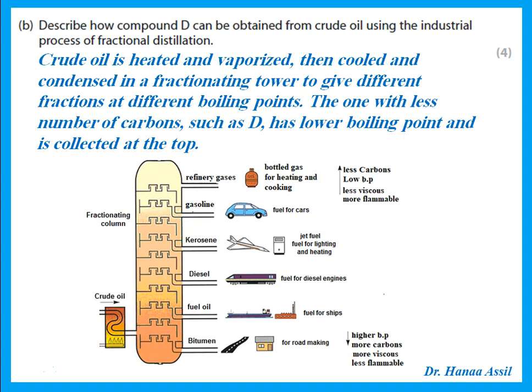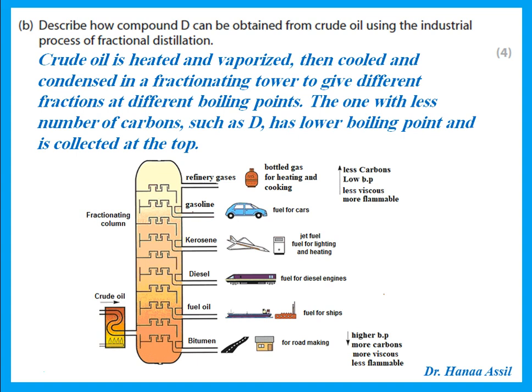Now you should also remember that the one that has fewer carbons, such as D, since he's saying describe how compound D can be obtained. Remember that D was C4H10, so it has a small number of carbons. The one with fewer carbons has a lower boiling point and is collected at the top. So remember that refinery gases are collected at the top. These are the ones with fewer carbons and a lower boiling point. They are less viscous and more flammable.